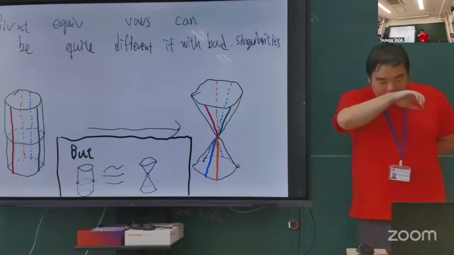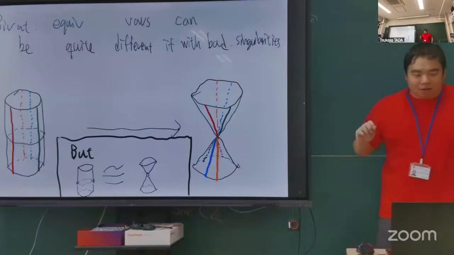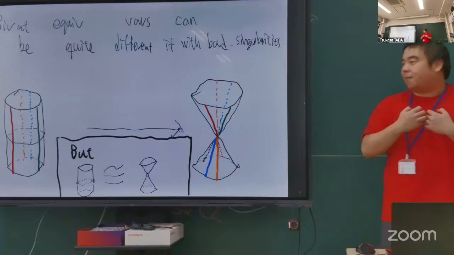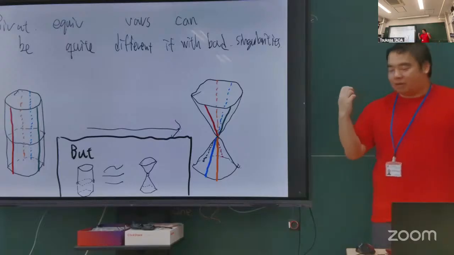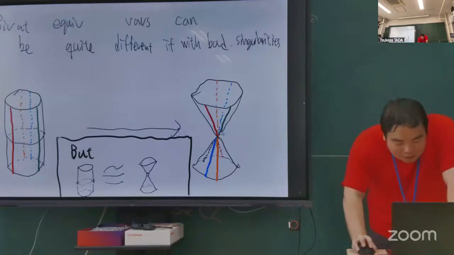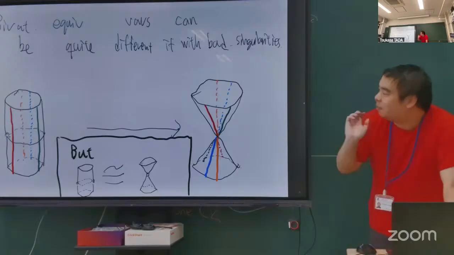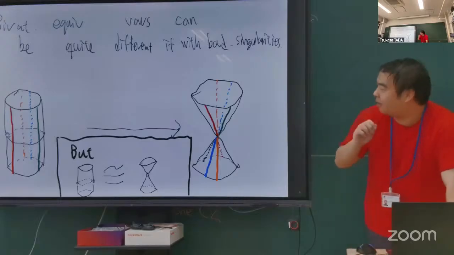So in some sense, for a singular variety, it is possible that two birationally equivalent varieties look very different from each other. However, after we remove the singular locus, the smooth parts are almost isomorphic.